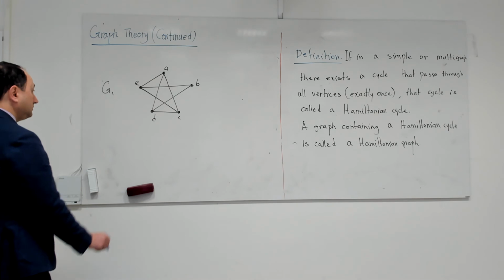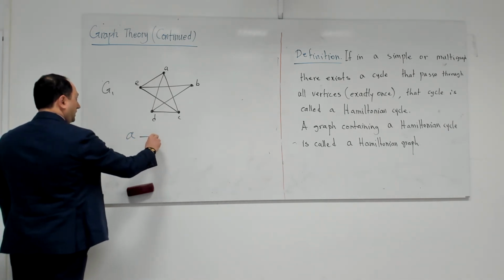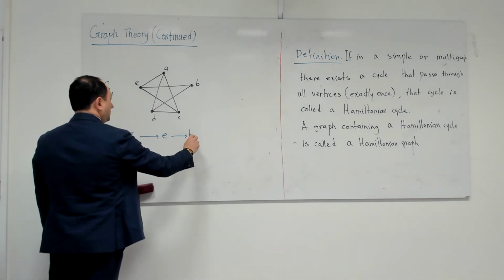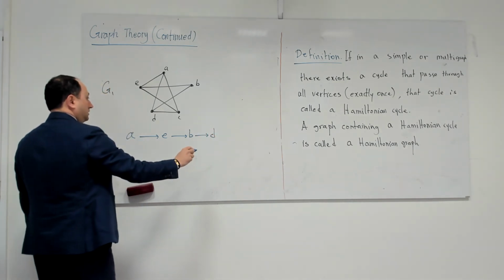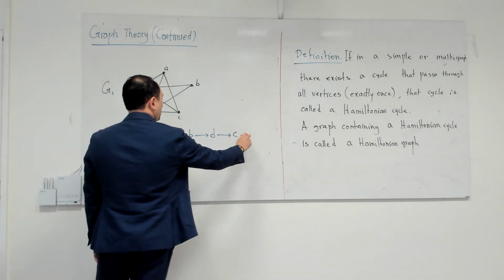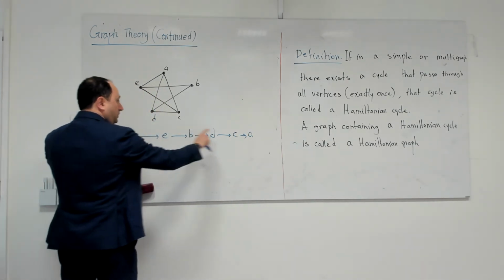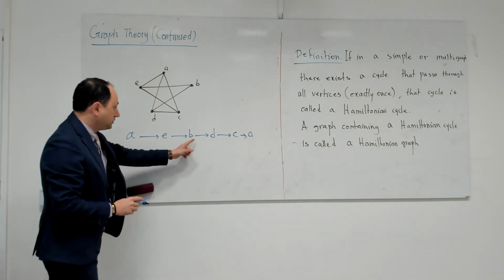I think it's A, E, B, D, C, A. Okay, first of all, I told you that for cycles, this repetition is allowed. Yes, that's by definition. But you're not allowed to repeat any vertex.